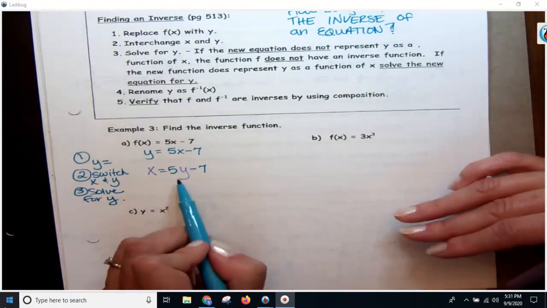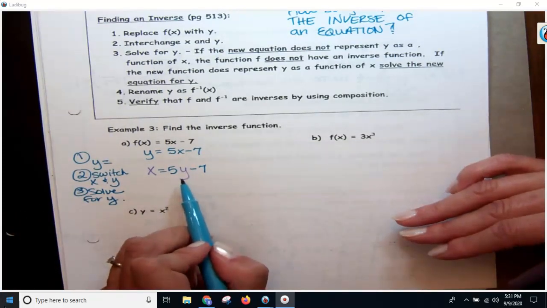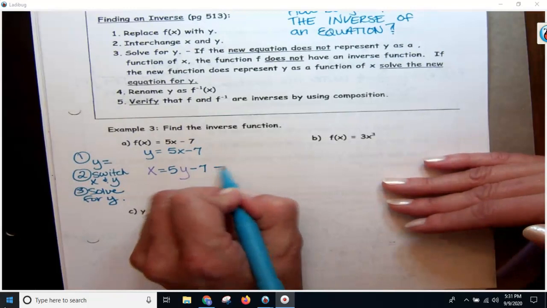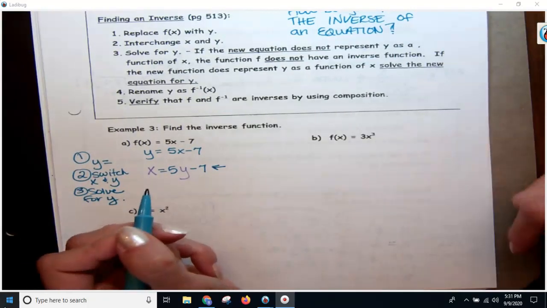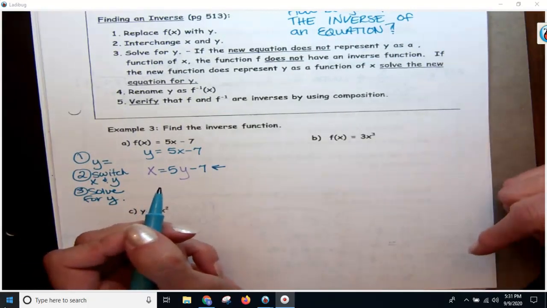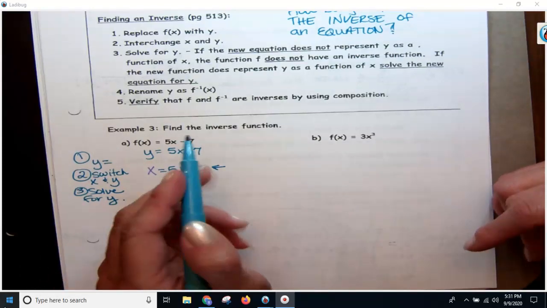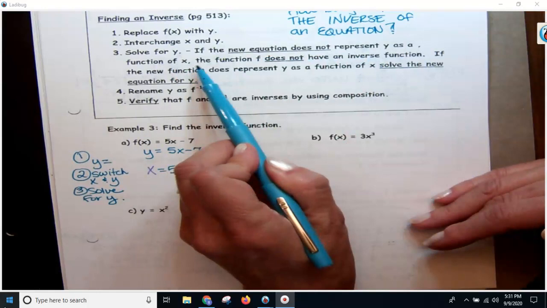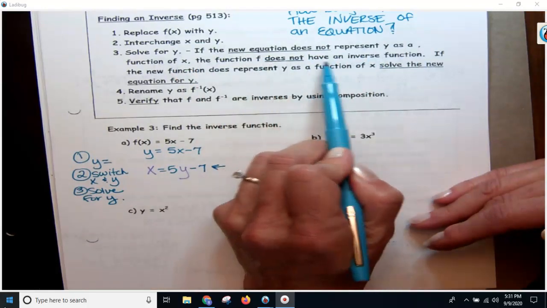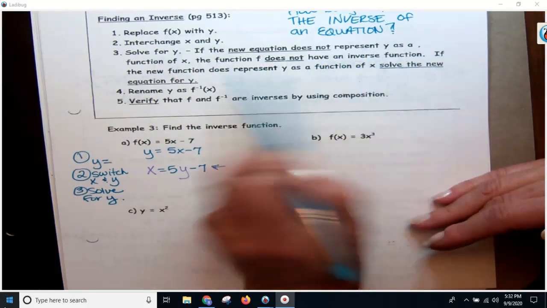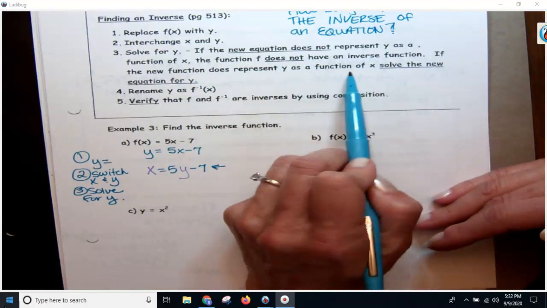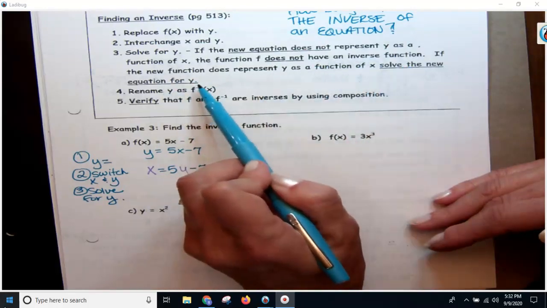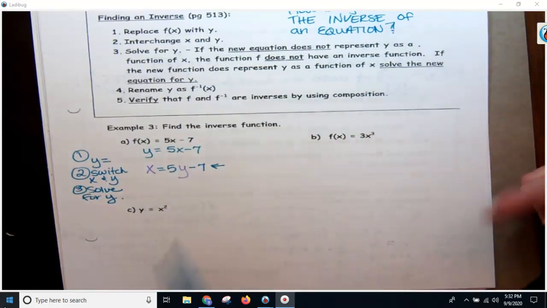Okay, so now I'm going to use my inverse operations. First of all, you need to make sure, is this going to be a function? If it's not a function, then you got to stop right there. If the new equation does not represent y as a function of x, the function f does not have an inverse function. If the new function does represent a function of x, solve the new equation for y. We'll talk about that in a minute.